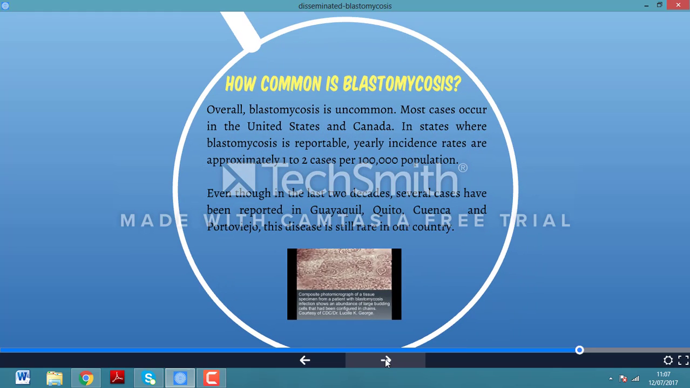How common is blastomycosis? Overall, blastomycosis is uncommon. Most cases occur in the United States and Canada. In states where blastomycosis is reportable, yearly incidence rates are approximately 1 to 2 cases per 100,000 population. Even though in the last 2 decades several cases have been reported in Guayaquil, Quito, Cuenca, and Puerto Viejo, this disease is still rare in our country, Ecuador.